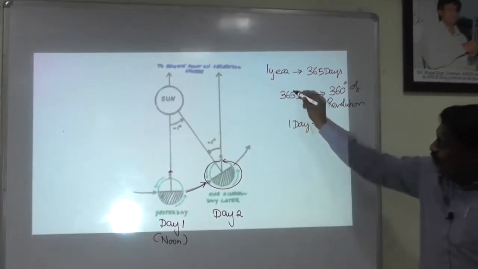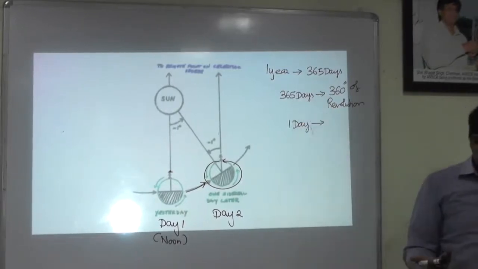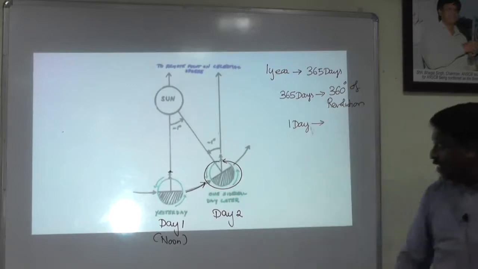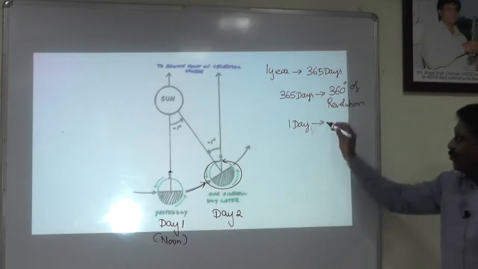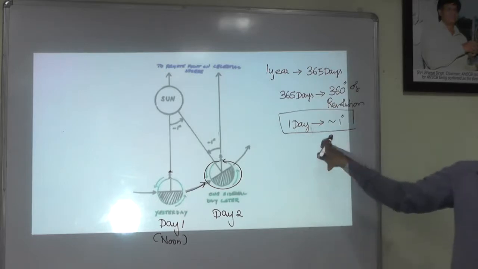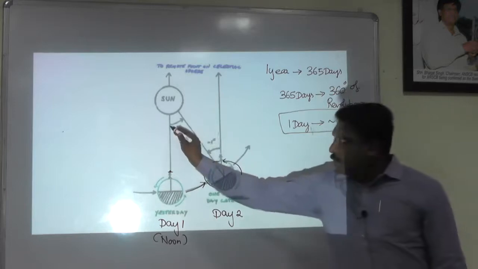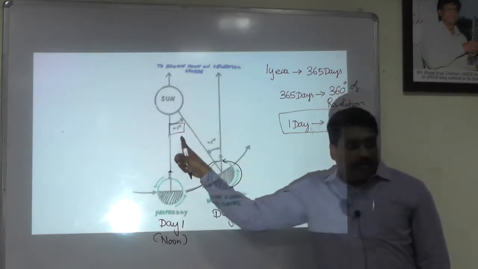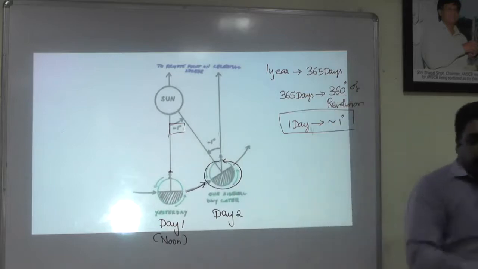Approximation is the key. Don't say 0.98 and so on. If that is the case, every day Earth will move approximately 1 degree in its orbit. That's what I have represented here. Approximately Earth moves 1 degree in its orbit.